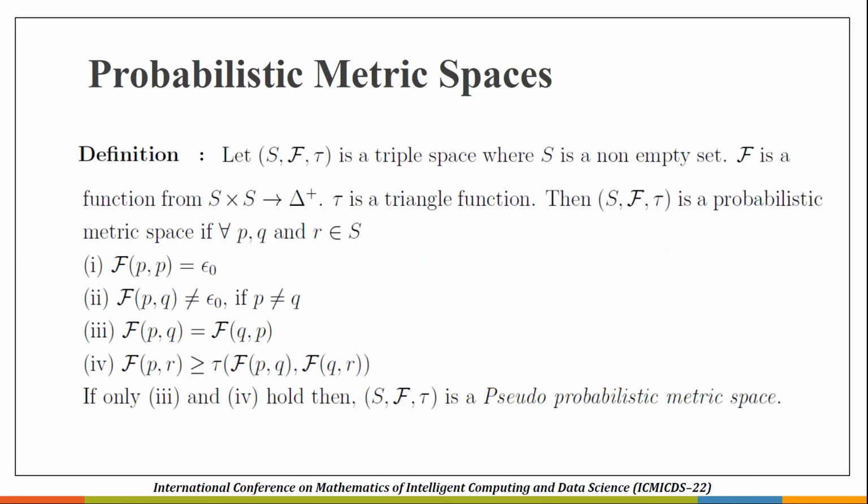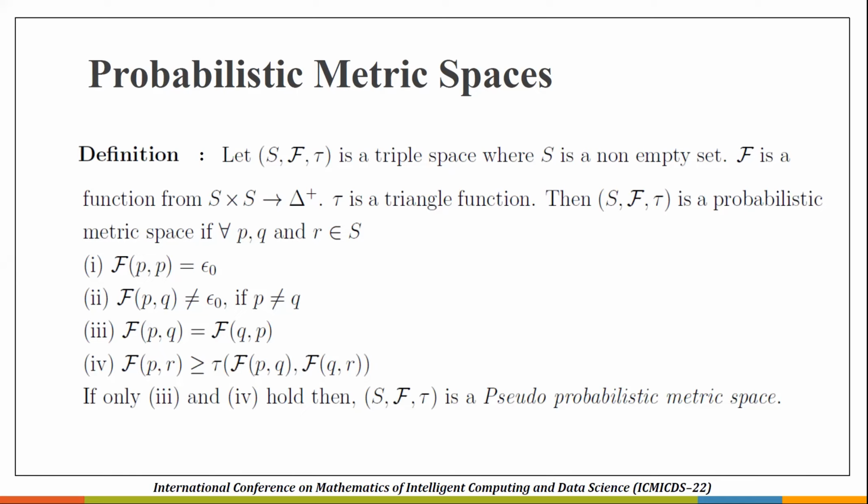Now, what is a probabilistic metric space? In a usual metric space, we know that a non-empty set S together with a metric D defined on it, and D satisfies some conditions. Similar conditions are defined here with modification. Here, a probabilistic metric space is an ordered triple (S, F, tau), where S is a non-empty set and F assigns a distance distribution function to each pair of points, or F is a function from S cross S to delta plus, and tau is a triangle function.